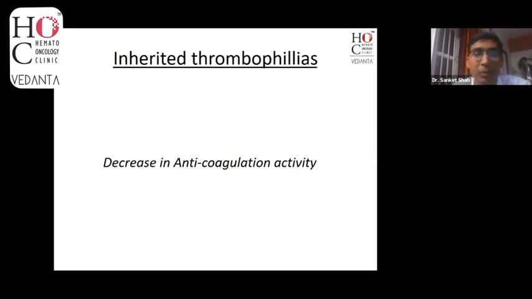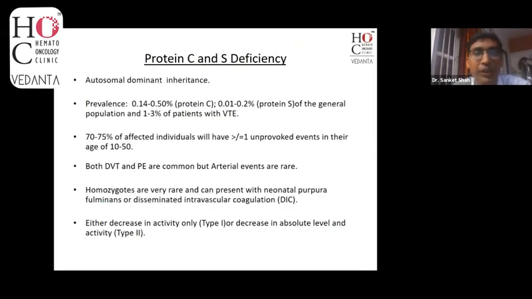Now, important inherited thrombophilias are due to decreased anticoagulant activity. Amongst these, the ones we most commonly test are protein C and protein S. They are transmitted in an autosomal dominant way. The prevalence is around 0.1 to 0.5% in the general population, while 1 to 3% in patients with VT. 70 to 75% of the affected individuals develop one or more unprovoked events in their ages of 10 to 50 years. Both DVT and PE are common, but arterial events are rare. Homozygotes are very rare and can present with neonatal purpura fulminans or DIC in very early life.